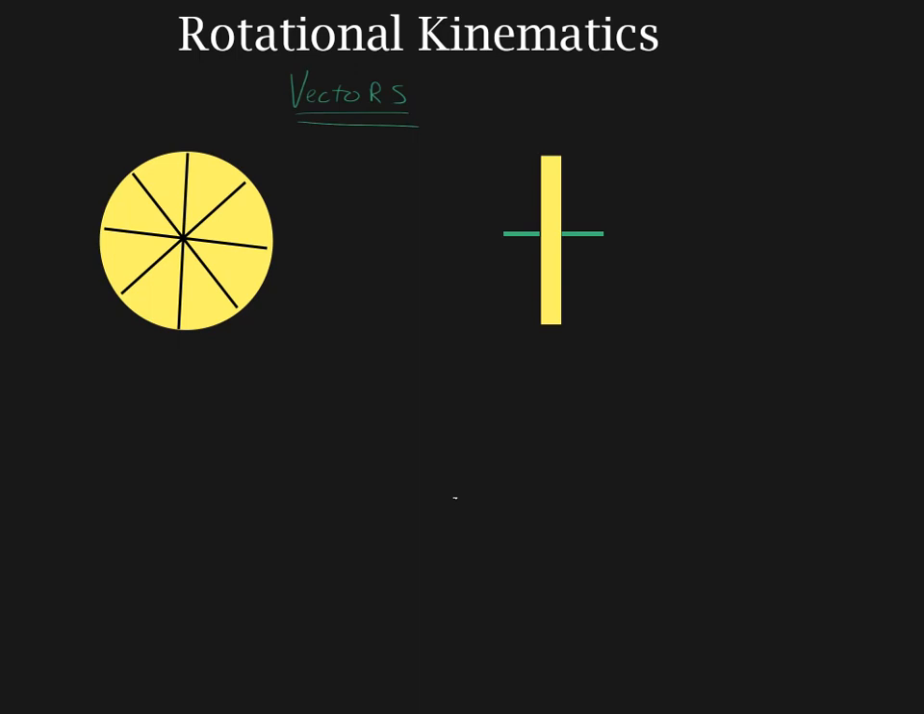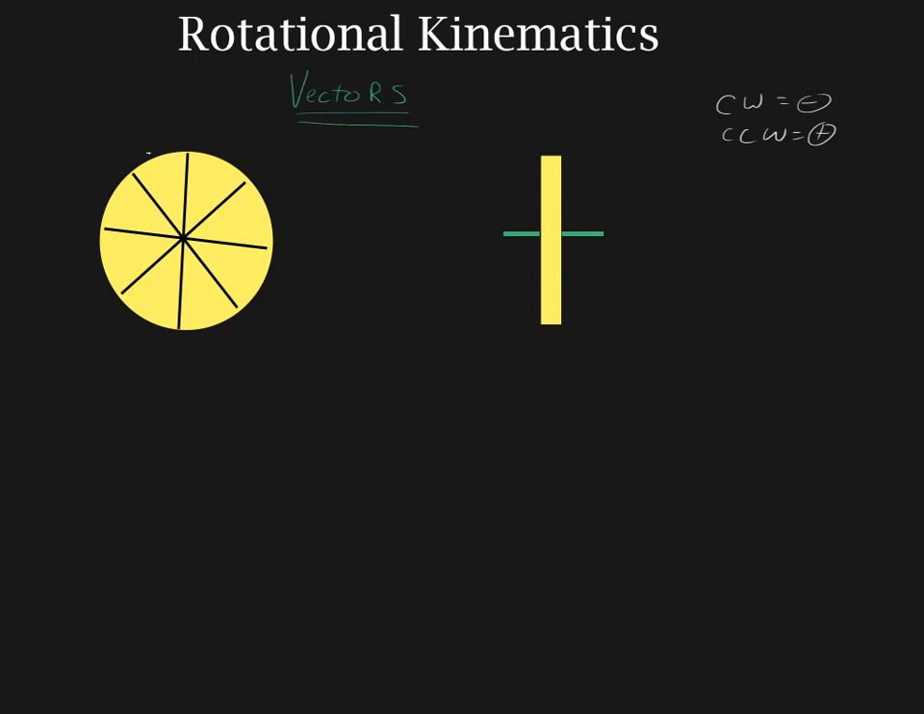Now, I want to start by saying that in terms of assigning positive and negative values, just follow the rule that clockwise is going to be negative and counterclockwise is positive. And you can't really go wrong with that. But that's not actually the direction that the vectors point, okay?